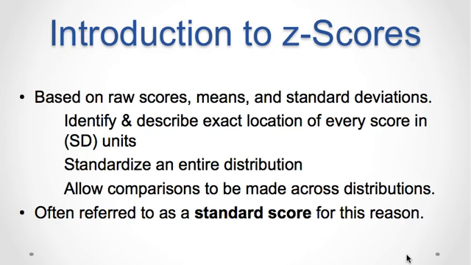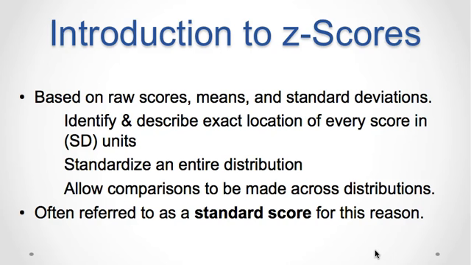The z-score identifies position and potential outliers as well. Remember, the empirical rule tells us that for a bell-shaped distribution, it is unusual for a data value to fall more than 3 standard deviations from the mean. Z-scores are based on raw scores, means, and standard deviations.